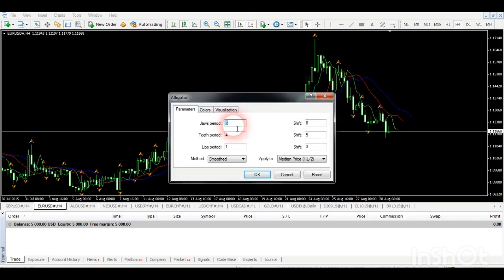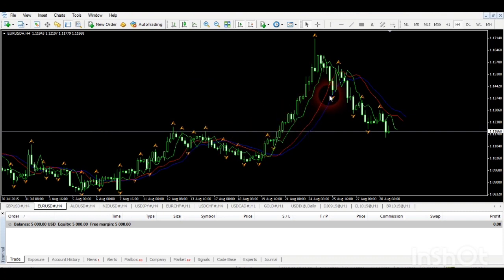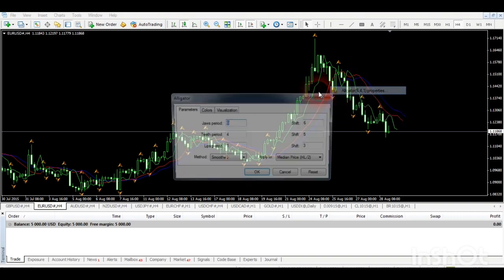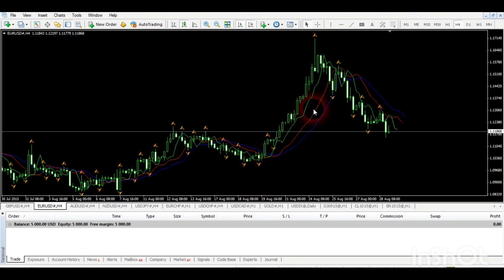See the time period, 6, 4, 1. This is good. Now shift. It's like being zoomed in or zoomed out. I change it. It's a little more fixed. It's good for now. And the red line, let me fix it a little. Okay. Let me test it to see what's going to happen.